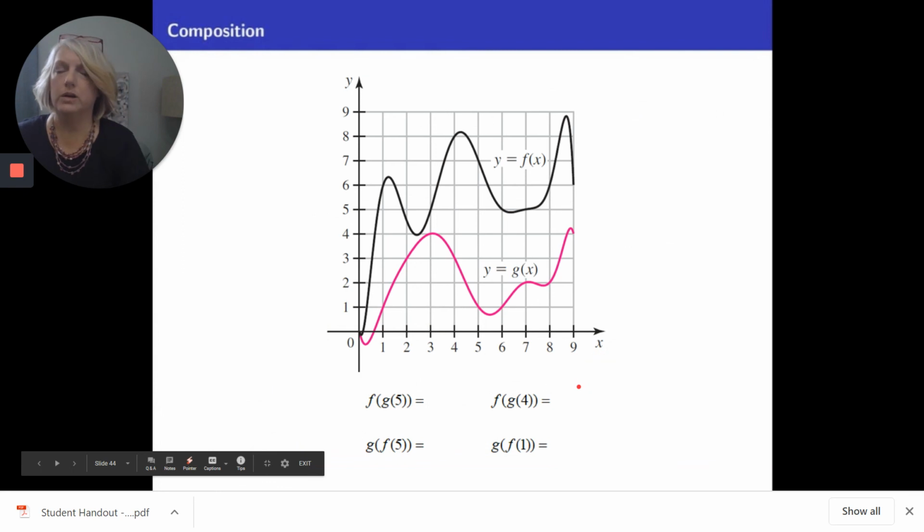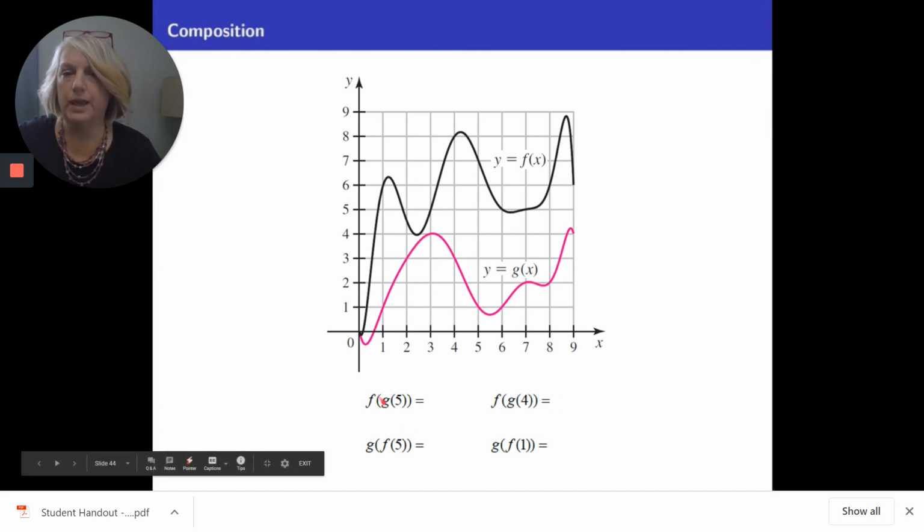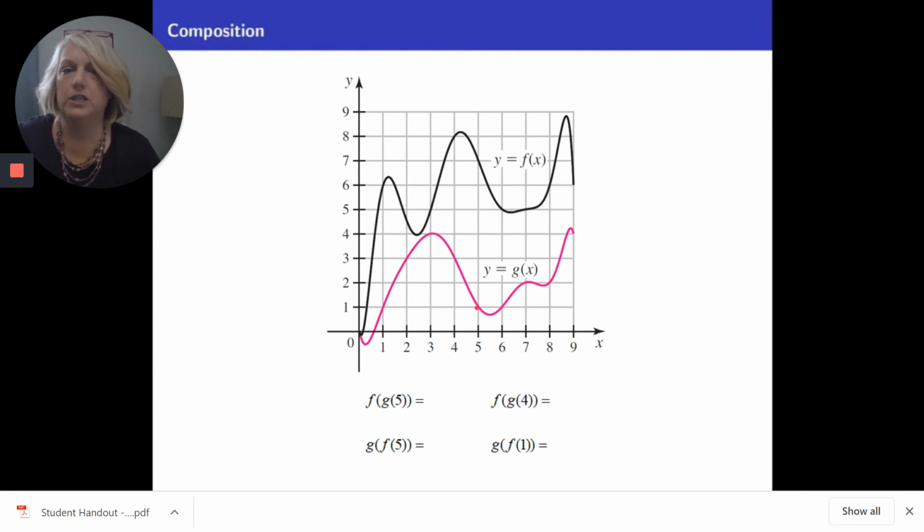All right, we do want to look at composition in our rule of 4. So we could look at this numerically as well. For example, if I was doing f of g of 5, then I would look at 5 and first find the output for g, which is 1. Okay, and then 1 gets put into f, and now I'm looking for f of 1, and f of 1 is 6. And so that gives me my answer for that one.